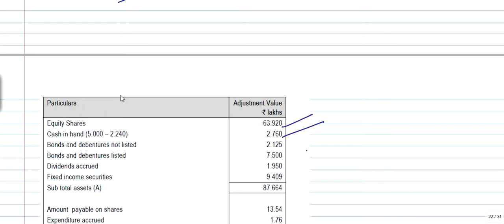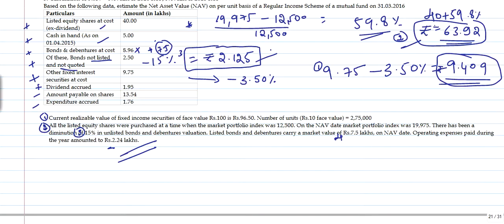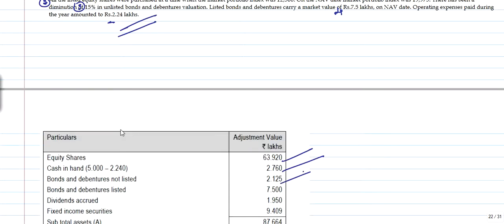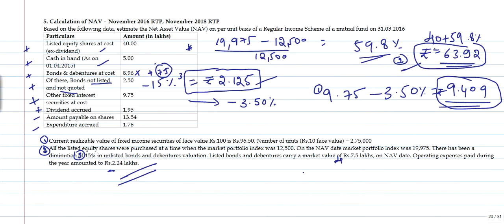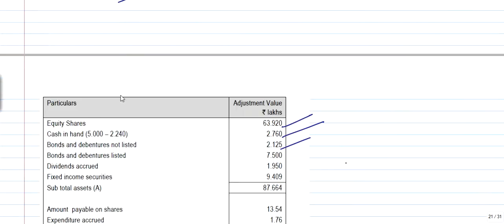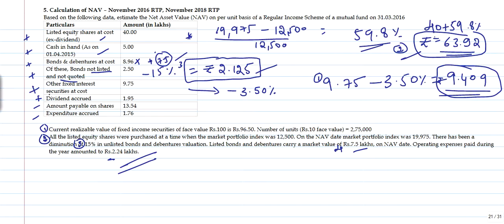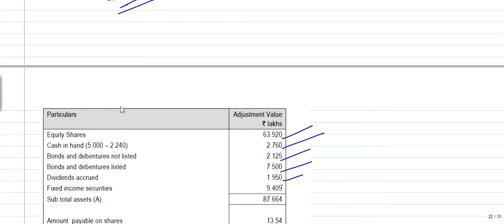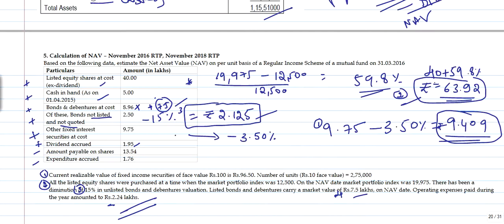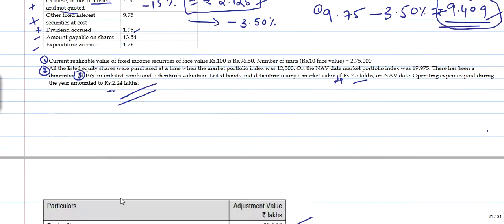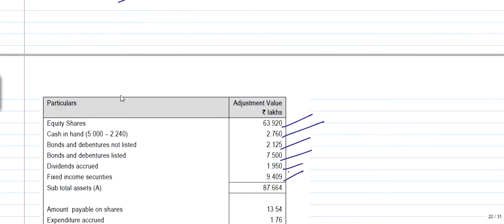Bonds and debentures not listed: again 15% we deducted here, 2.125. Bonds and debentures listed, directly given 7.5. Add 7.5. Dividends accrued, add 1.95. Fixed income securities we deducted minus 3.5 percentage, 9.409. So we have to add everything.